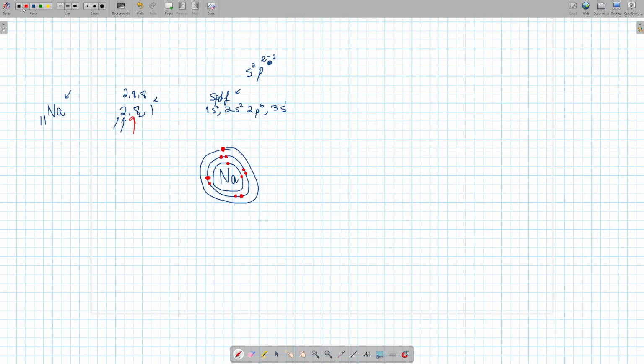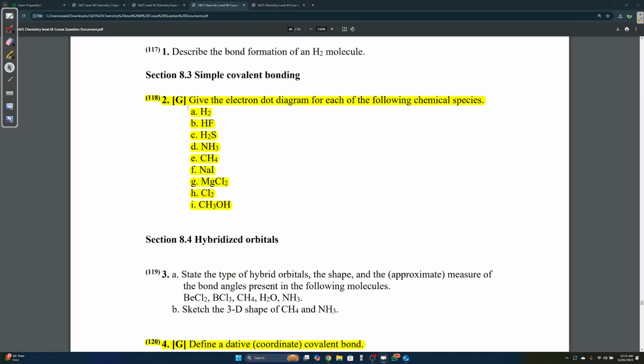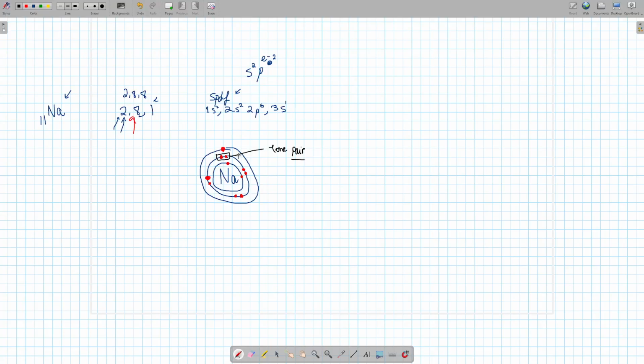What's important later on, so when I say the term, you don't get lost. This is referred to as a lone pair. Okay? Meaning it's 2 electrons together. Yeah? That's why it's called a pair. So this is how you write the electron dot diagram for an element. How about for an ion?